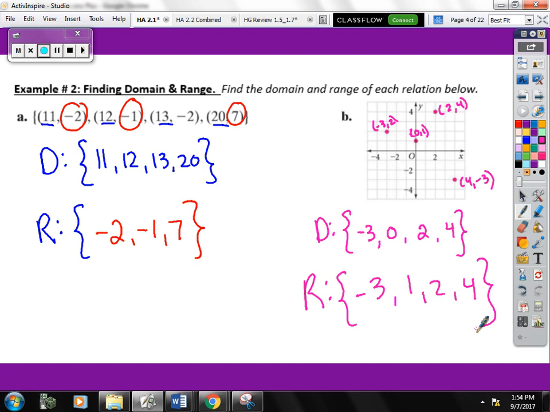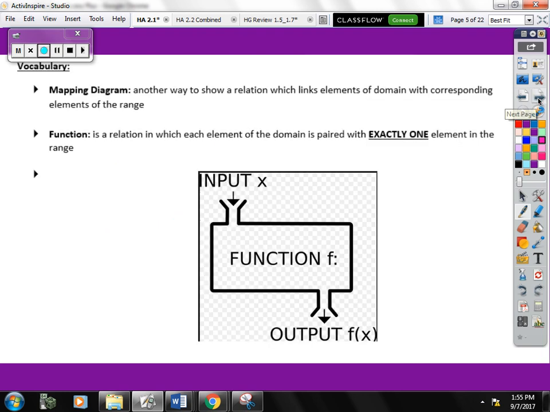Okay. Next up, we have mapping diagrams, which are where you take the domain and range and put them in a picture. It's called a mapping diagram because you connect the element in the domain to its matching element in the range. So again, a mapping diagram will link elements of the domain to the values of the range.